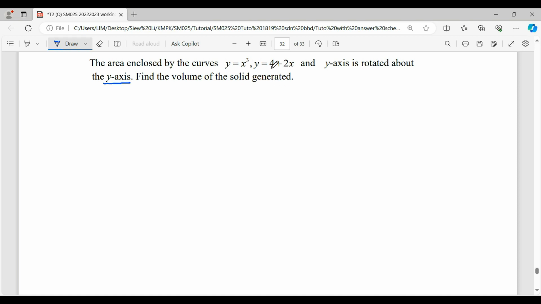First, we draw out the graph. We identify the region that we need to rotate about the y-axis. Label your y-axis and x-axis. So y equals x cubed is a cubic graph, so it will be in the pattern of an S shape with positive gradient going up to the right, passing through the origin. Then y equals 4 plus 2x is a linear graph with positive gradient, meaning also going up, passing through y-intercept 4.